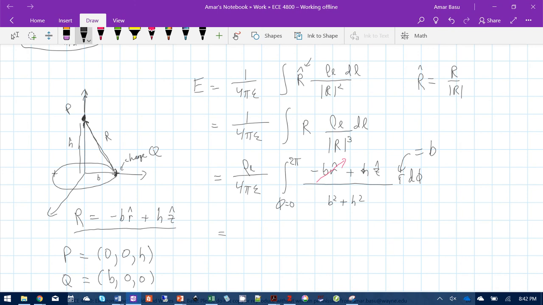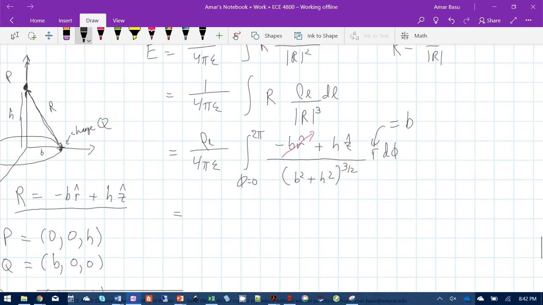This one, the bottom of it's cubed, right? The magnitude of r cubed. So we're going to make this to the power of 3/2. Thank you for that. Now our equation is looking more correct.